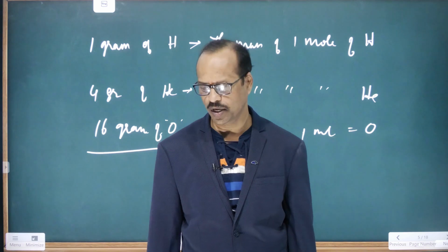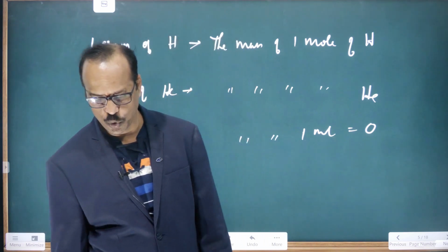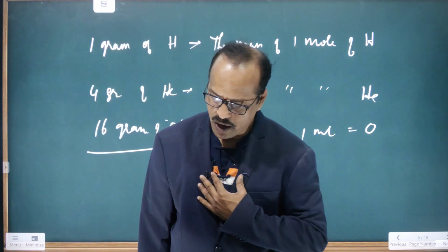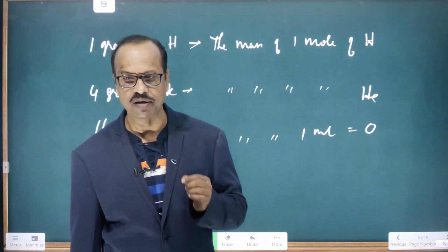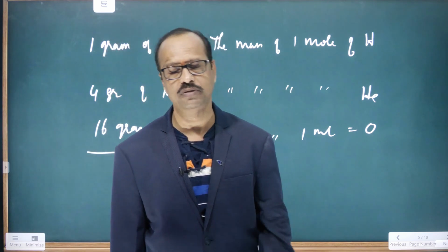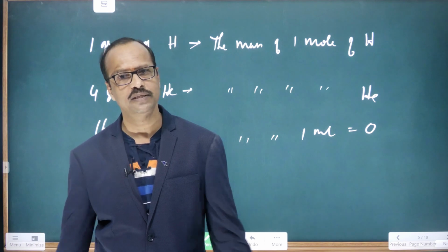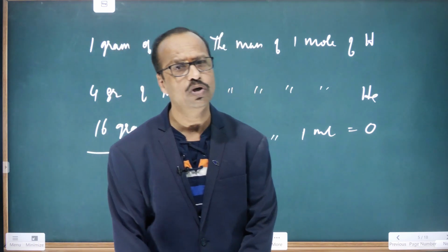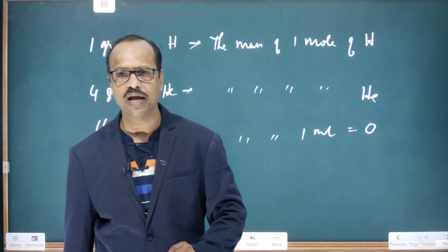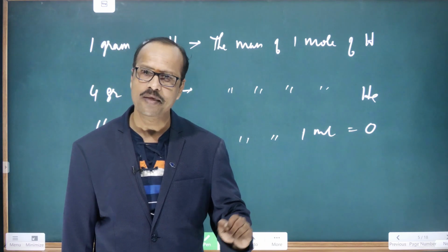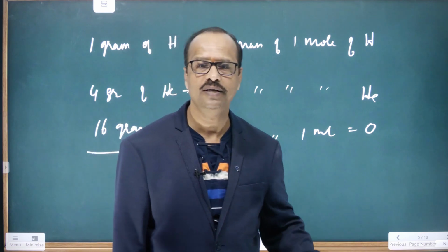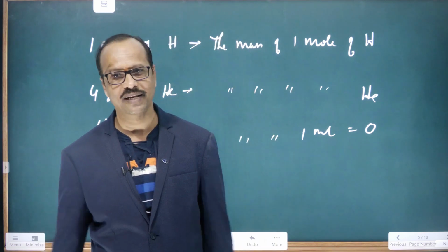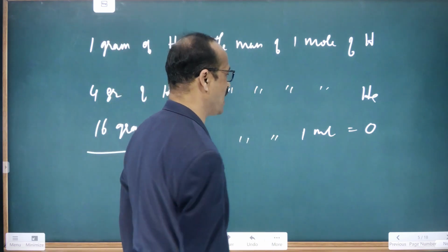Very simple. For example, what is the mass of 1 mole of sulfur atoms? Come on, say now. Very simple. What is the sulfur atomic mass? Mass number 32. So, 32 grams is the mass of 1 mole of sulfur atoms. Clear, no? That is for atoms.